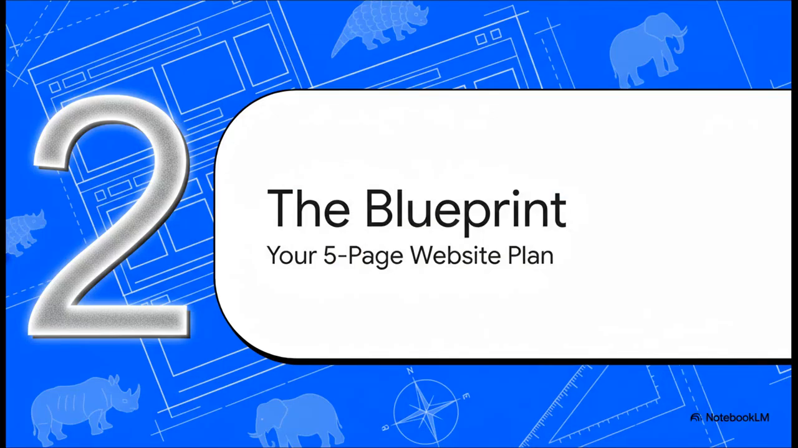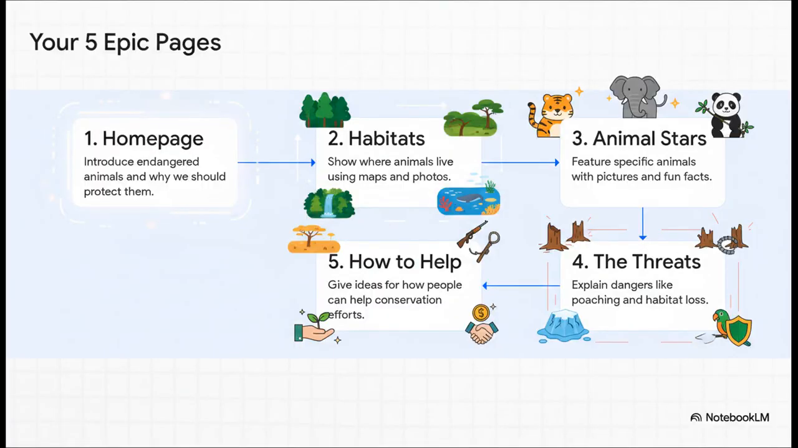All right, so every great mission needs a plan, right? And to make this one super achievable, we're not starting from a blank page. We've got a clear, simple, and really powerful 5-page structure that's going to be our blueprint. And here it is, your 5 epic pages. You'll start with a high-impact homepage to really grab people's attention. Then a habitats page to show where these animals actually live. After that, an animal stars page to put a face to the cause.